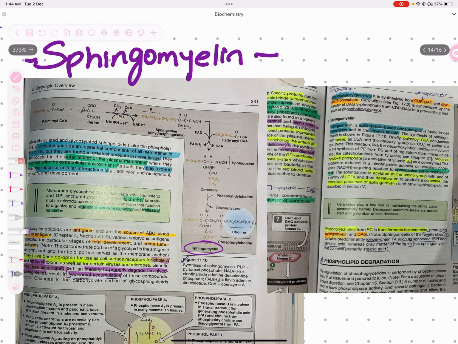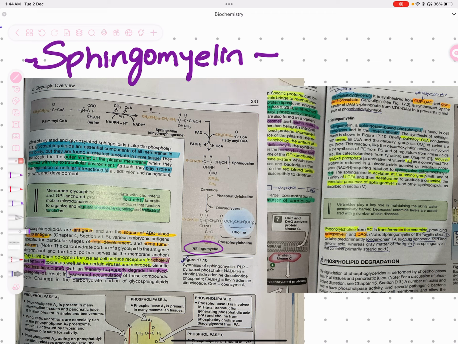Hi everyone, so today we're studying about sphingomyelin, its synthesis and its degradation. So sphingomyelin is basically a sphingosine-based phospholipid. What does this mean? I told you phospholipids have glycerophospholipid and sphingophospholipid. So sphingophospholipid's example was sphingomyelin. Now it consists of sphingosine as its alcohol, right?